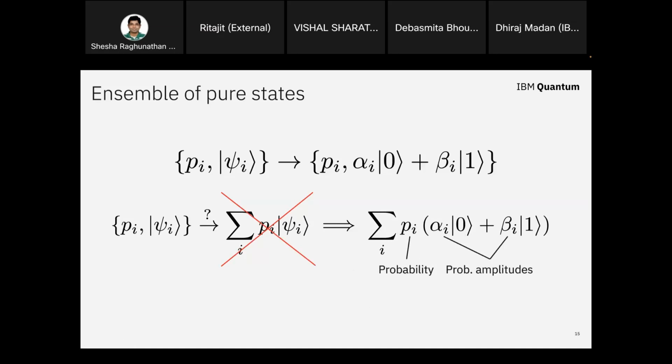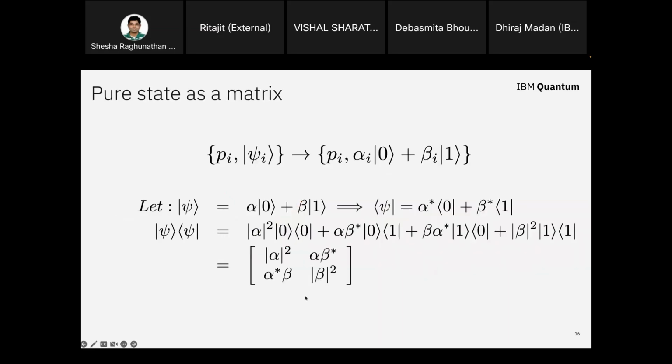So how would we then represent a state which is an ensemble of multiple pure states? So let's go and try this out. Let's assume that you have a state in a general state. I'm dropping the subscript i for convenience.